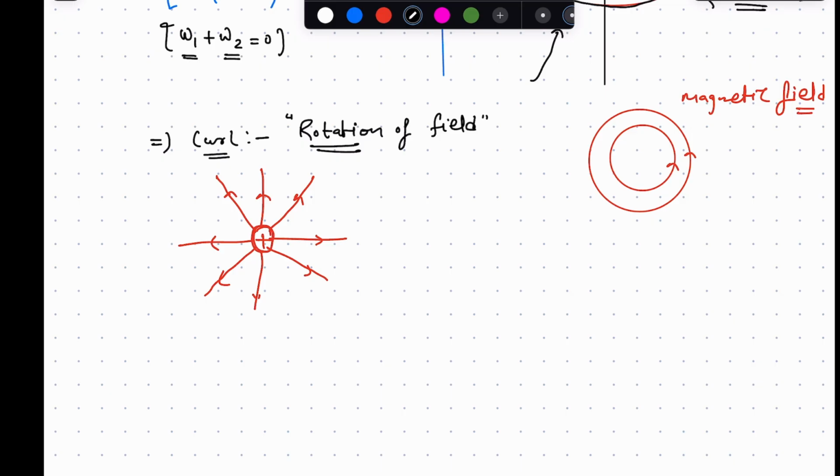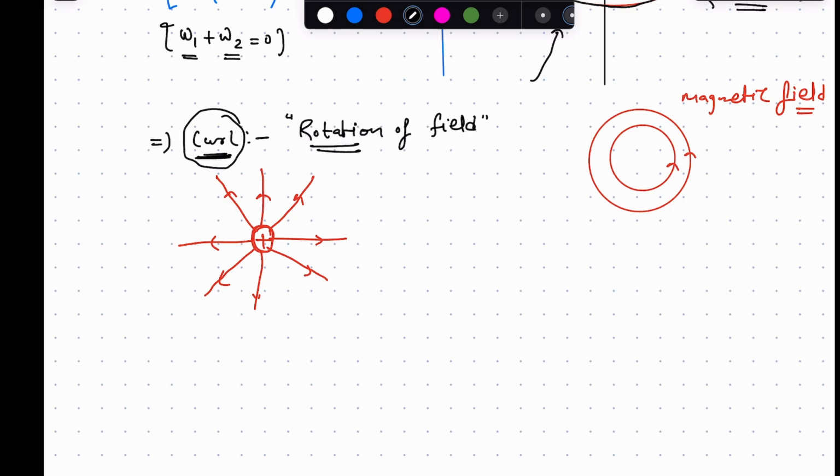So curl is a kind of operator which will tell about whether, if you take electrostatic field, or gravitational field, or magnetic field, or any other kind of field, if you apply this operator and calculate the value, if it is rotational, it will give the curl, the amount of how much it is rotating. If it is not a rotational field, then the curl of that field will be zero. Okay, understand what is happening?